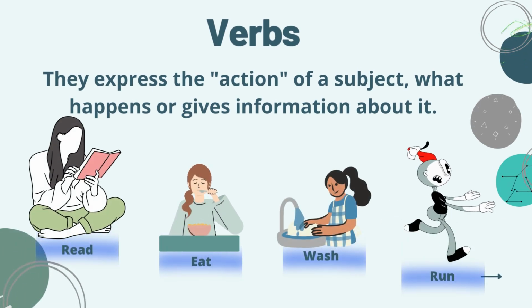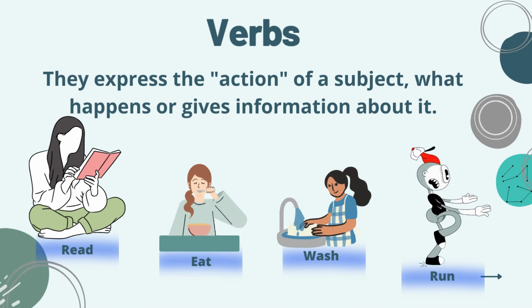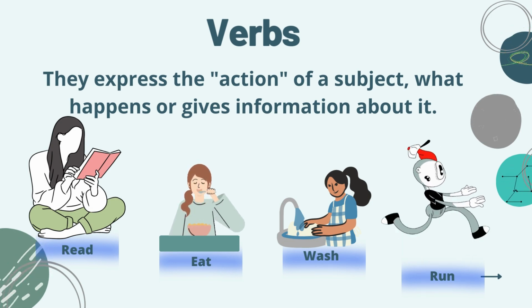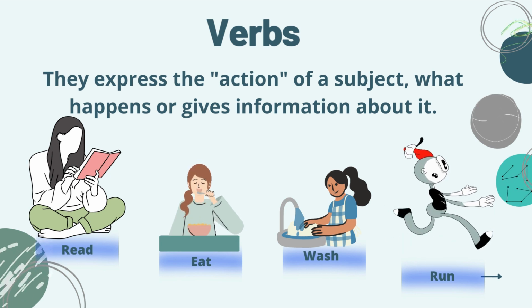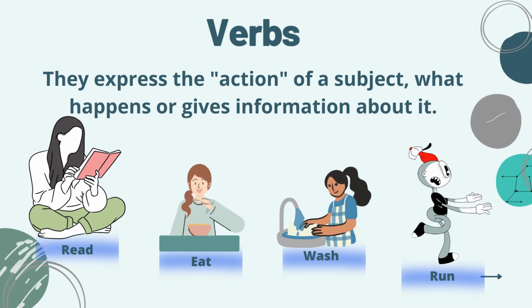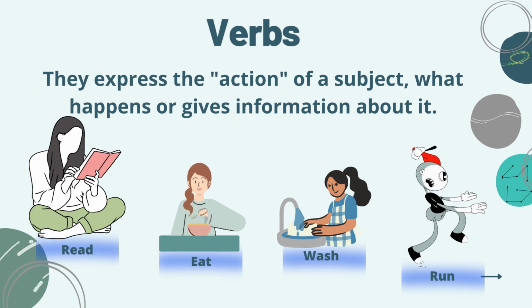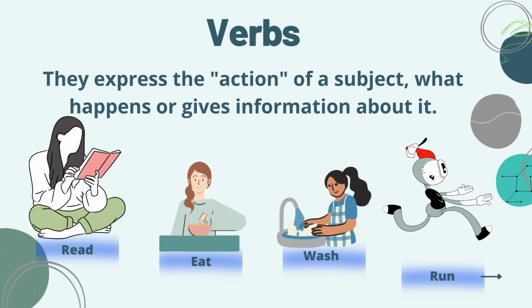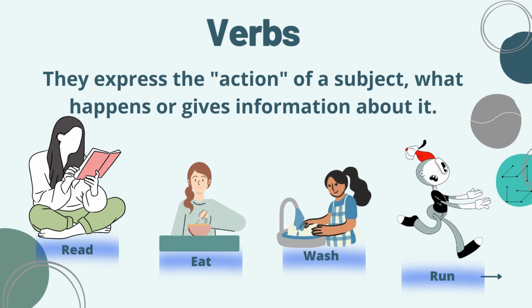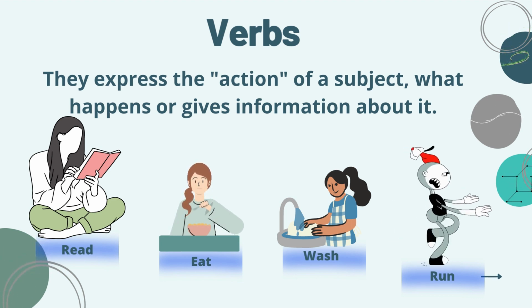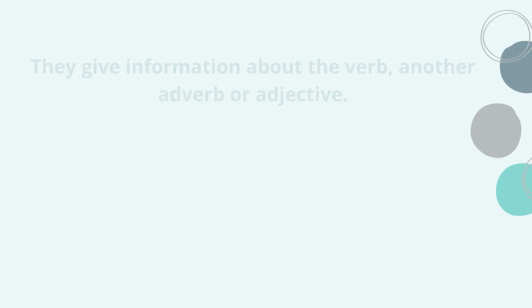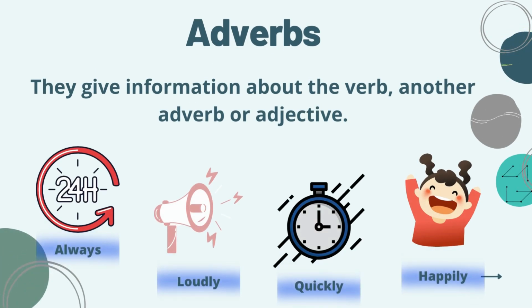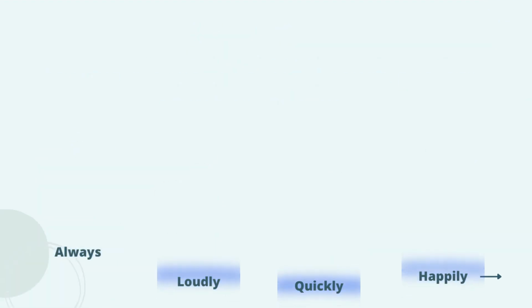Verbs. These words express the action of a subject, or what happens to it, or give information about it. In fact, the classification for verbs is way beyond this brief introduction, but we will keep it simple for your ease. And we have these simple examples. Keep in mind that verbs work at different levels. Here we have read, eat, wash, run. Adverbs. These words give information about the verb like when, how, or where something happened. For example, always, constantly, quickly, or suddenly.